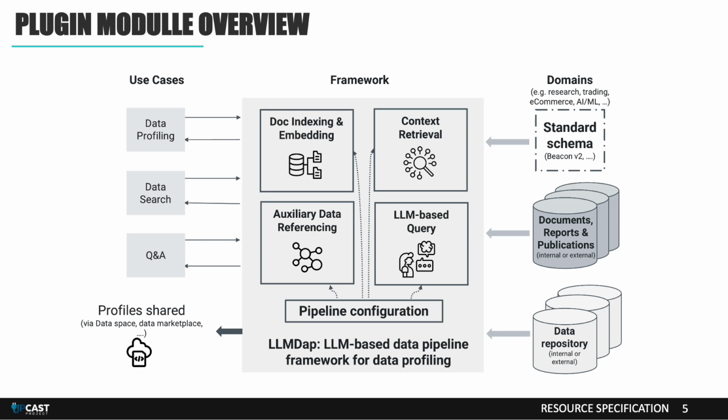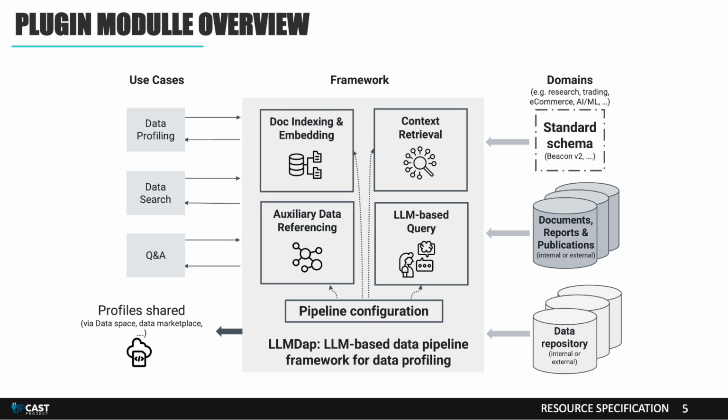Second, we move to document indexing and embedding. Here, documents, whether reports, publications, or any textual record, are split into manageable chunks. Each chunk is then converted into a semantic vector representation, allowing the system to understand and compare content based on meaning rather than just keywords.